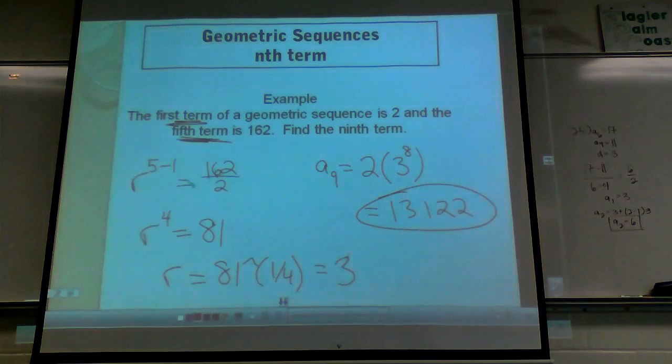All right, so guys, when you do these, this especially comes into play when you've got terms that are far apart from each other. Like if I gave you the 2nd term and 7th term, you're probably not going to sit there and mess with it. It's always n minus 1. So I'm looking for the 9th term, so 9 minus 1.